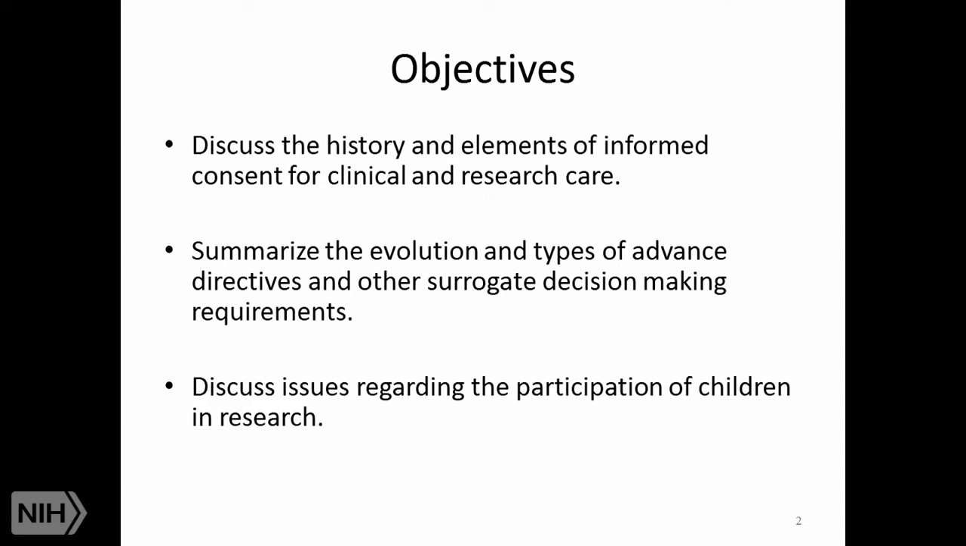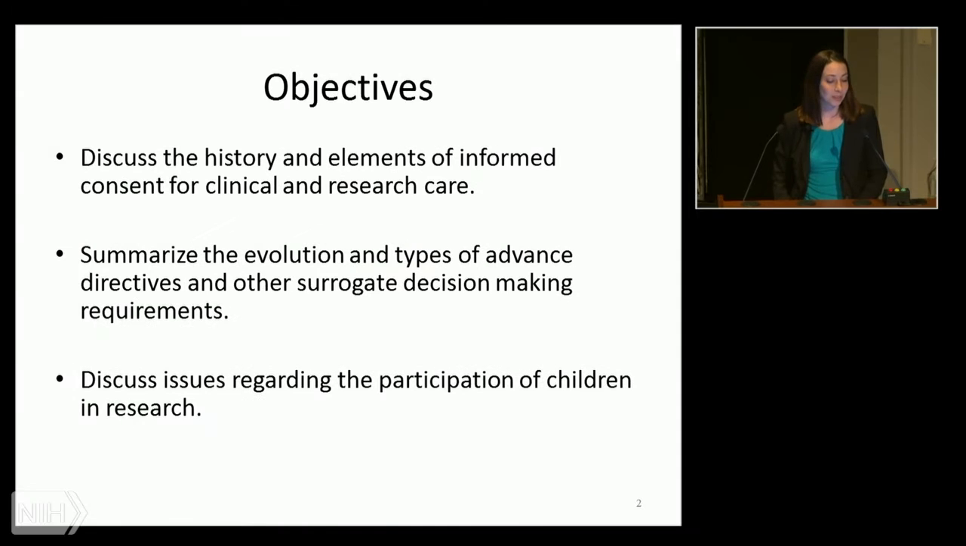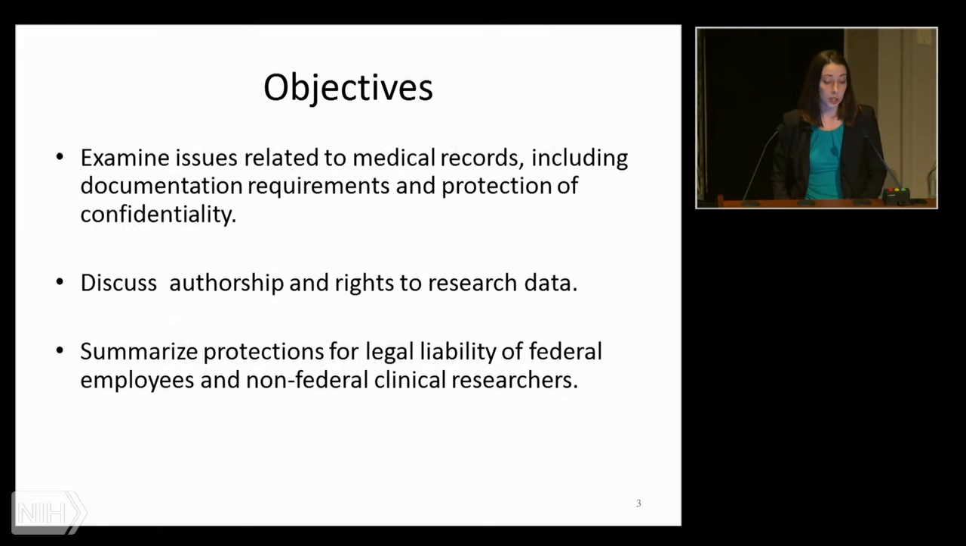So the objectives today, as you can see from the slides, are we're going to discuss the history and elements of informed consent for both clinical and research care, summarize the evolution and types of advanced directives and other surrogate decision making, and discuss research specifically regarding children. We'll examine issues related to medical records and documentation, protection of confidentiality and privacy. We'll discuss, in some part, authorship rights to research data and protections of legal liability for federal employees and non-federal clinical researchers, in particular at NIH Clinical Center. We won't be going into a whole lot of detail about technology transfer issues because I understand you have another lecture on that particular topic.